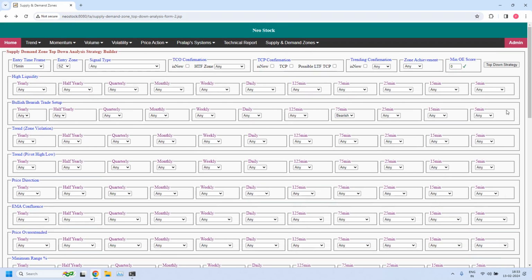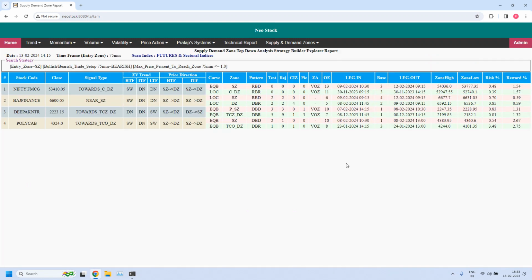I am not setting the freshness and reward because the list itself is very small. See, these 4 stocks are within 1% level. Bajaj Finance is already tested. And Deepak Nitrite is a PS zone. You cannot trade PS zone.